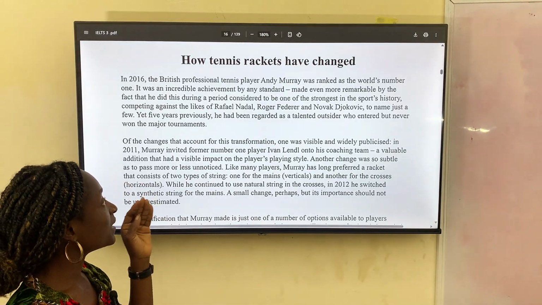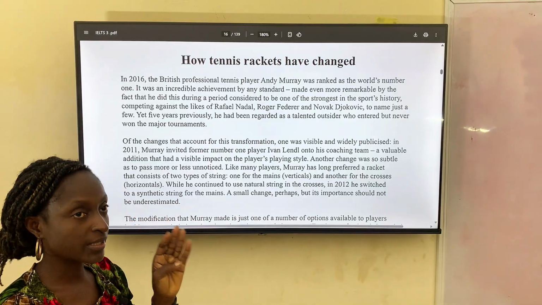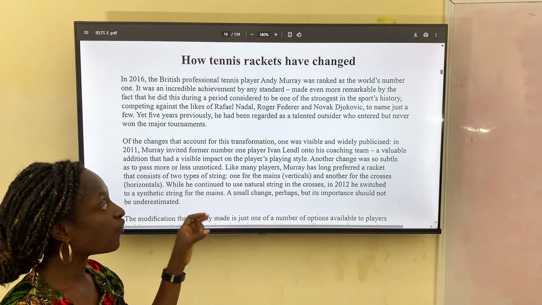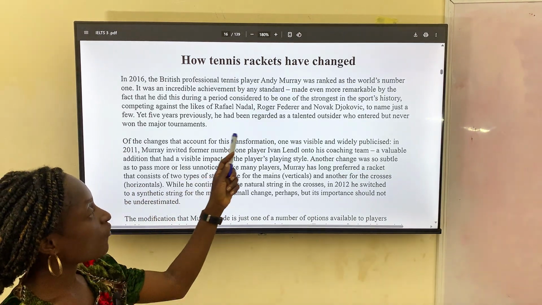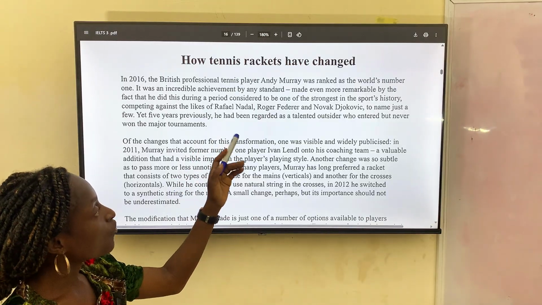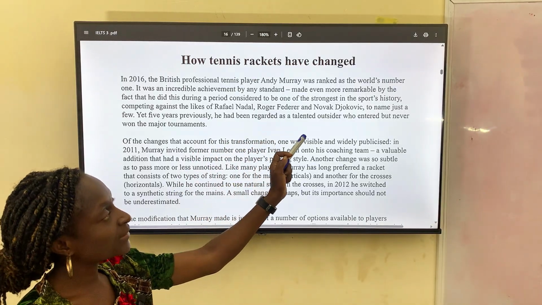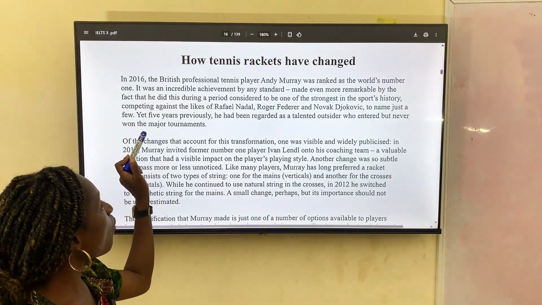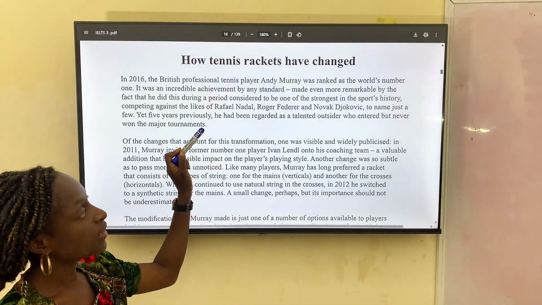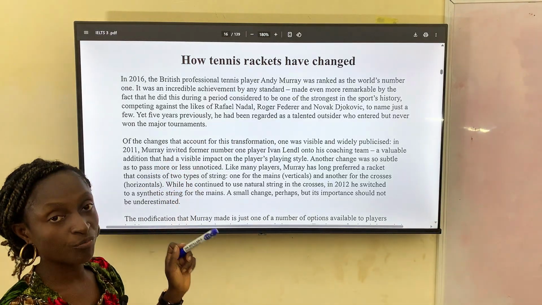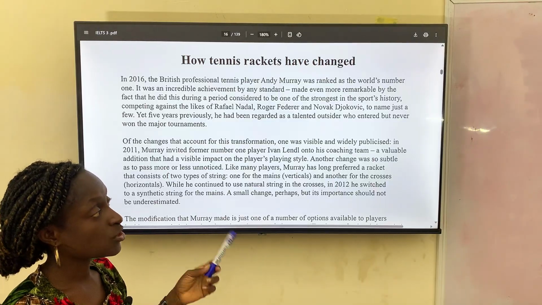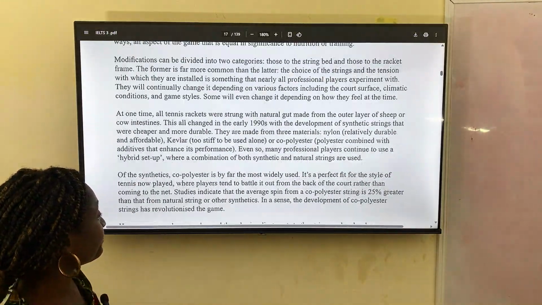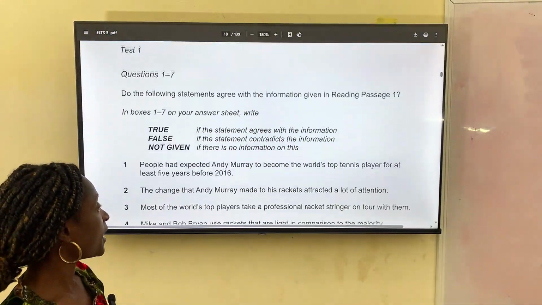Now the passage says 5 years previously, that means 5 years before 2016. By everybody in the world, Andy Murray had been regarded as a talented outsider who entered but never won major tournaments. So that simply means, based on the information we've been given, our answer to the first question is going to be false. Let's go back to the question.